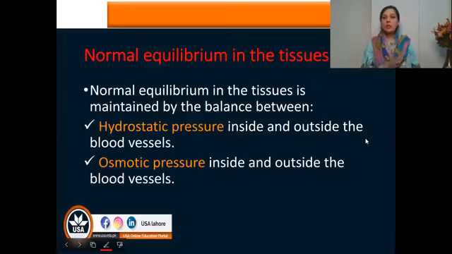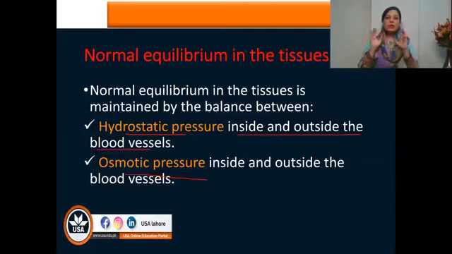So let me tell you what the normal equilibrium in the tissue is. Then we will move on to how edema basically develops. When you discuss the normal equilibrium in the tissue, there are two types of pressure that are most important and significant to discuss here. Number one is hydrostatic pressure. The other one is osmotic pressure. Hydrostatic pressure inside and outside the vessel is going to govern the fluid movement.